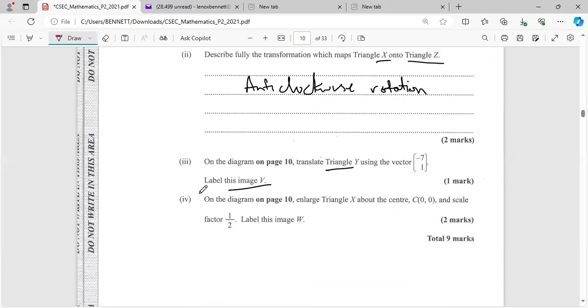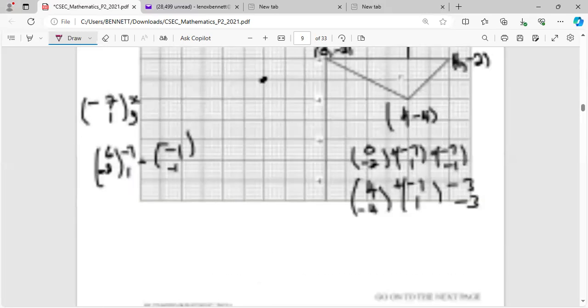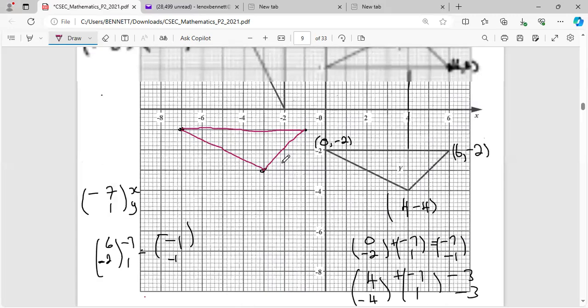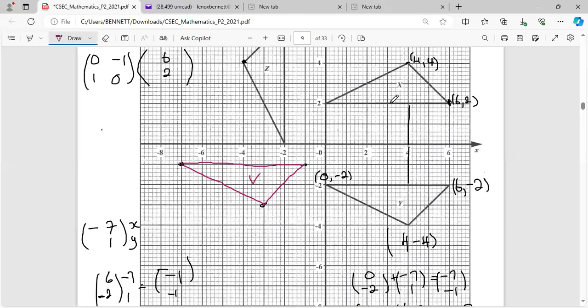And label it D. All right, I'm going to go back and label it D. You see, on the diagram, enlarge the triangle X about the center 0 and a scale factor of a half. Label it W. And X will do. So let me label this one B, and then the scale factor of a half. So this one is B.